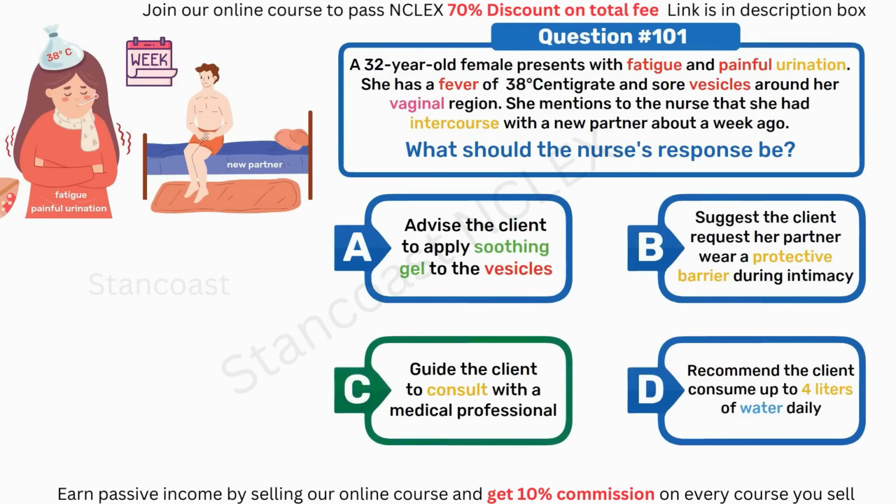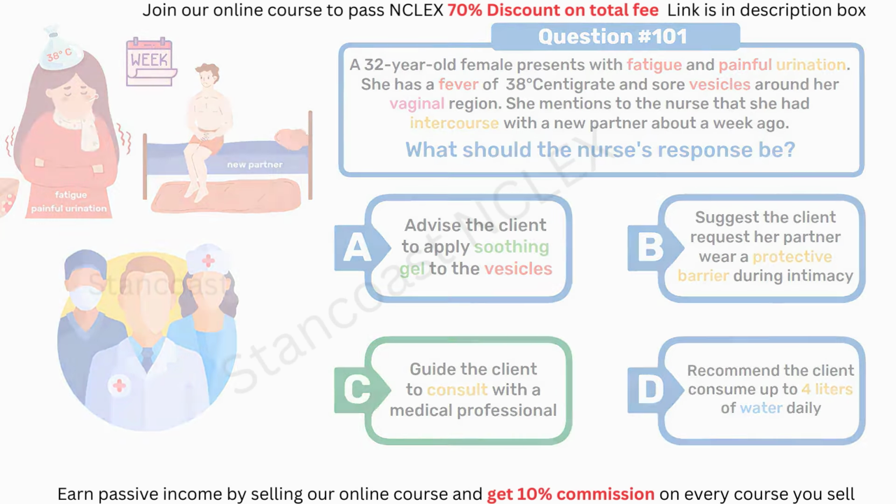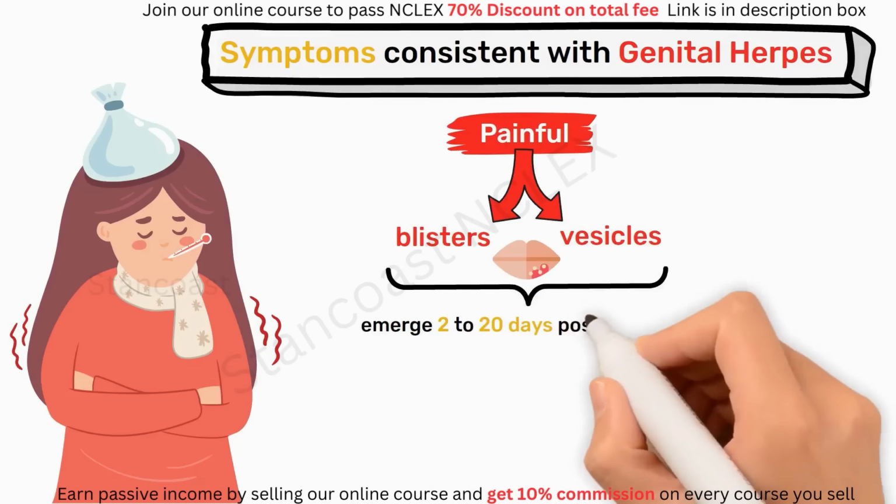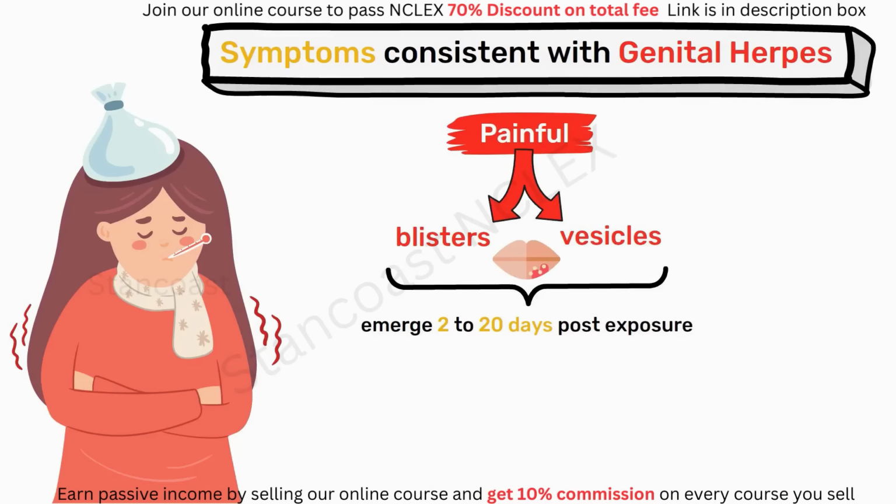Here, the correct answer is C. The rationale is, the client appears to display symptoms consistent with genital herpes. These symptoms can include painful blisters or vesicles that emerge 2 to 20 days post-exposure. It's possible that the client was exposed through her recent partner. It's essential for the client to consult a healthcare professional for appropriate diagnosis and treatment. While measures such as having her partner use a condom, increasing fluid intake, or using lubricant may offer some relief or preventative measures, they will not cure the infection.